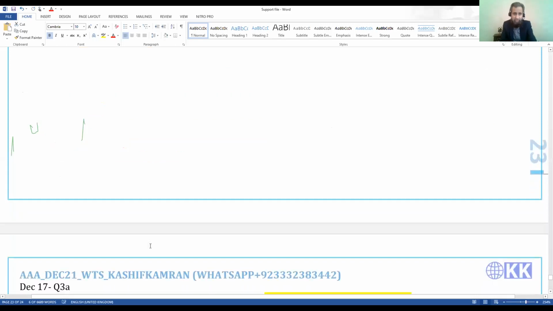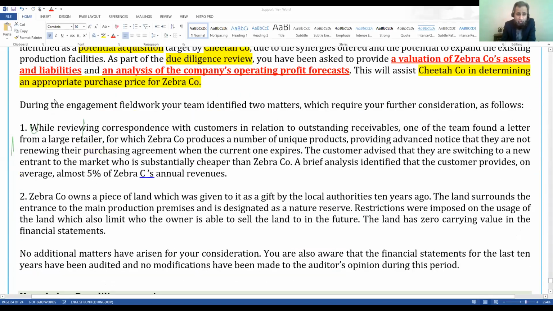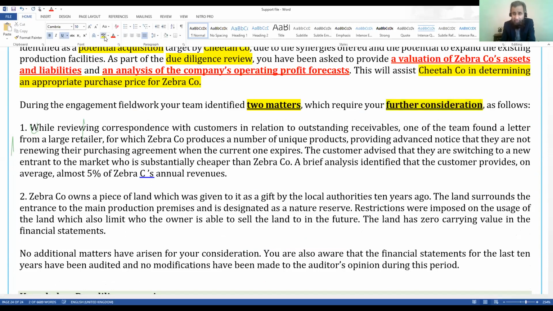Let's look at the first matter. Now, listen carefully. During the field work, you identified 2 matters. So you have identified 2 matters of zebra while you were performing the due diligence as leopard, which are important and need further consideration. Let's look at matter number 1, which you identified as leopard while conducting the diligence of zebra.